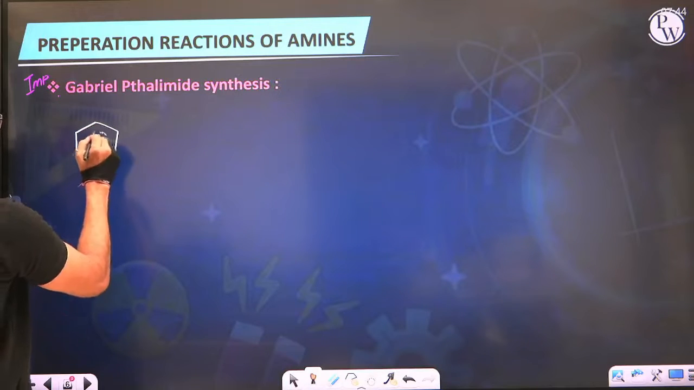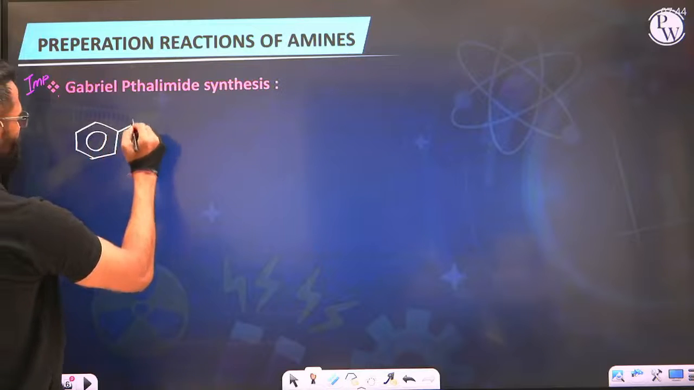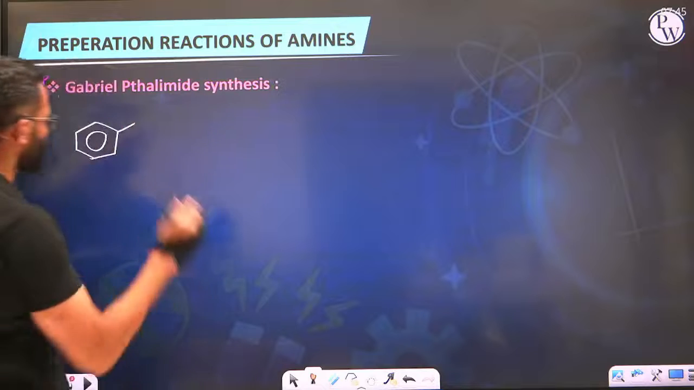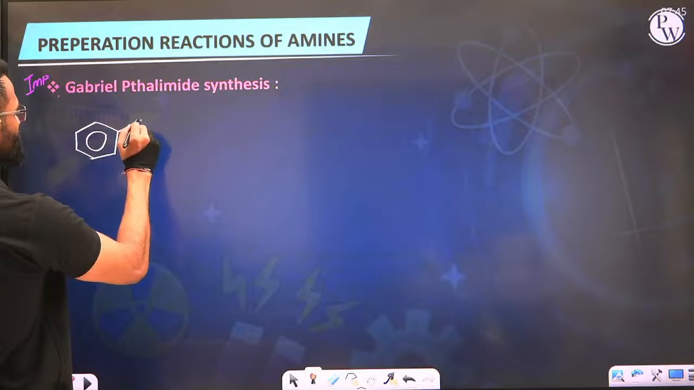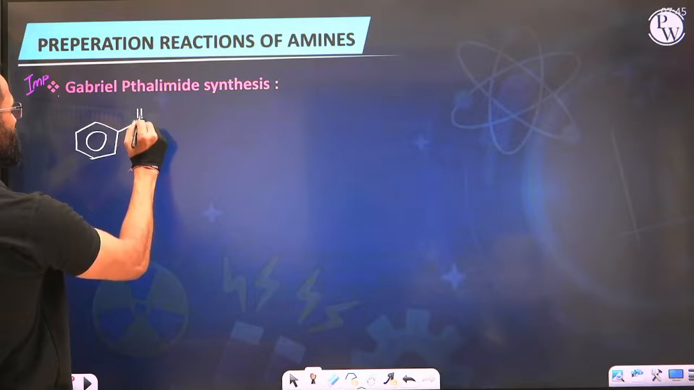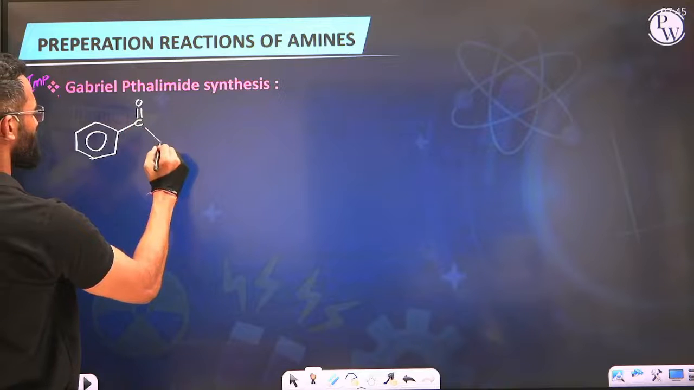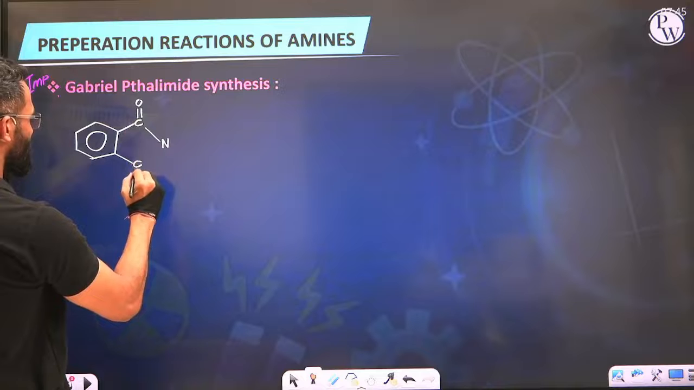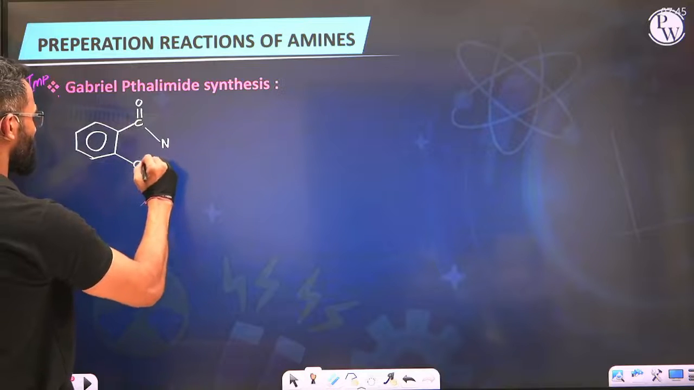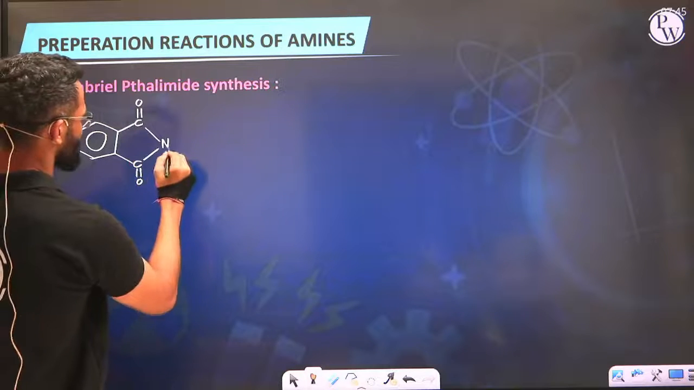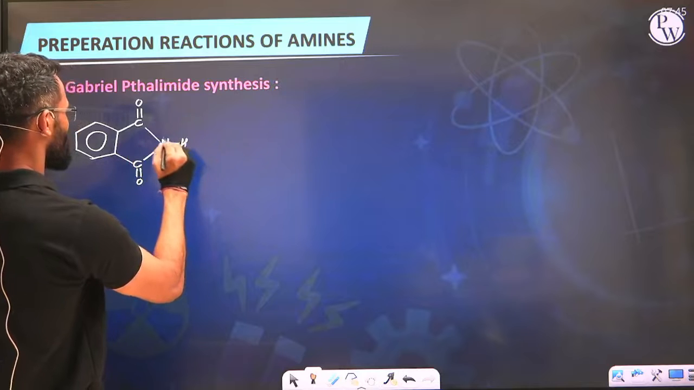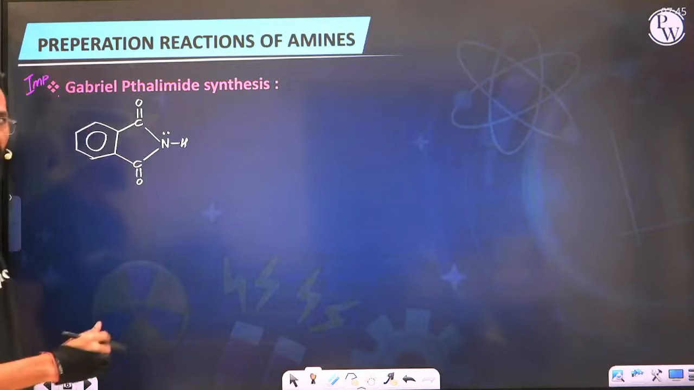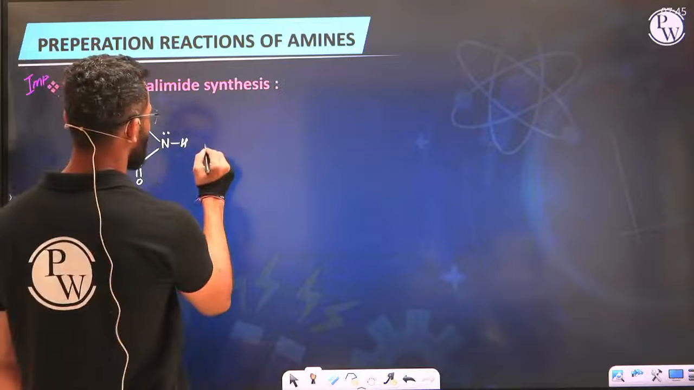So in the previous class we discussed, in carboxylic acids, the aromatic dicarboxylic acid, that is phthalic acid. We are preparing its imide. An imide is a secondary nitrogen connected to two carbonyl carbons. So that's a secondary nitrogen. This is phthalimide.